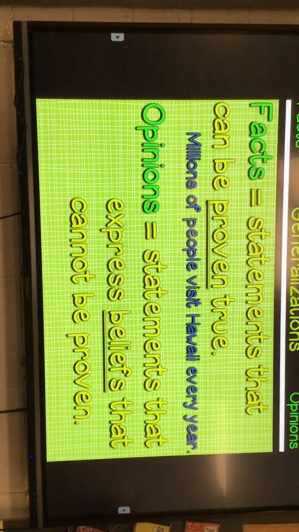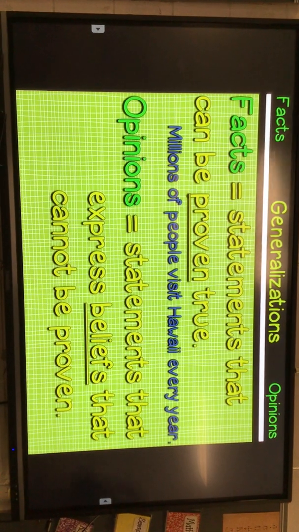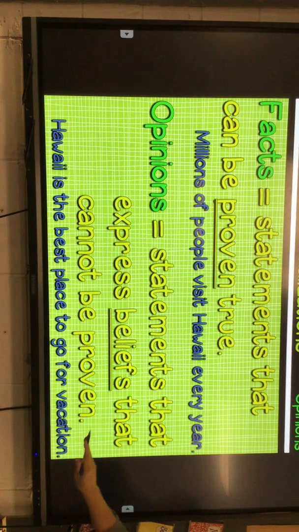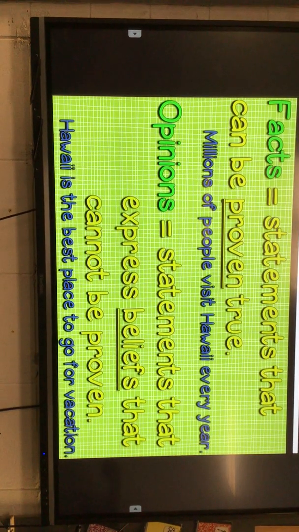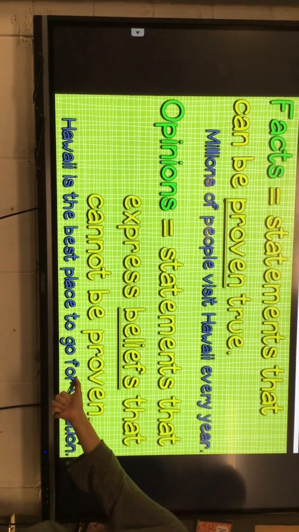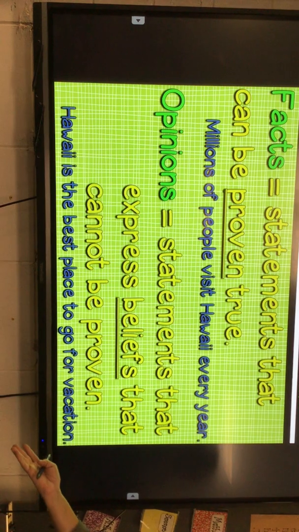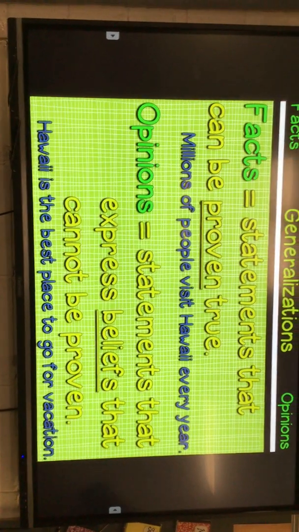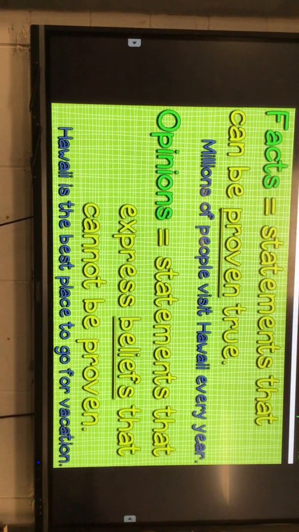So, what are you going to write on line 2, on 3? 1, 2, 3. Believes. Okay. Hawaii is the best place to go for a vacation. Best is an opinion word. Guys, this is like on your test when it asks you, is this a fact, an opinion, or a generalization? And then part B of the question asks, how did you know? Best is the word that would be the answer to part B there.